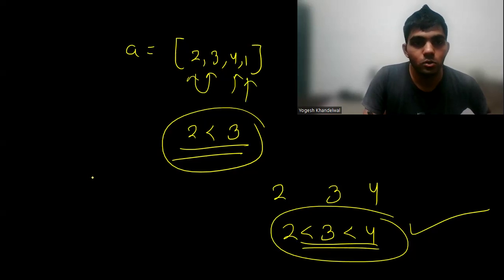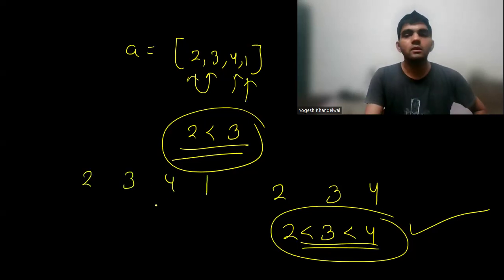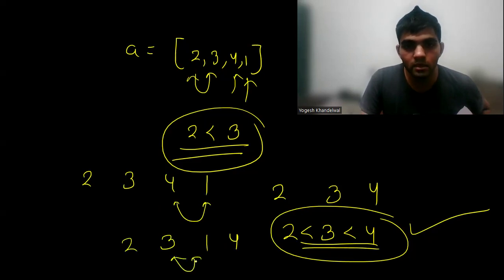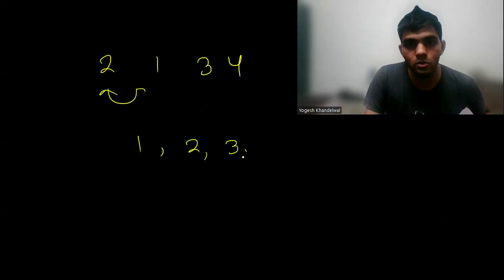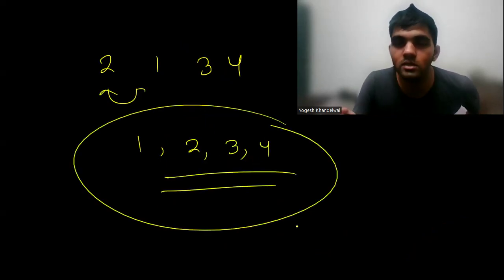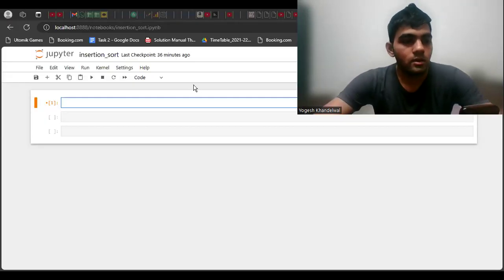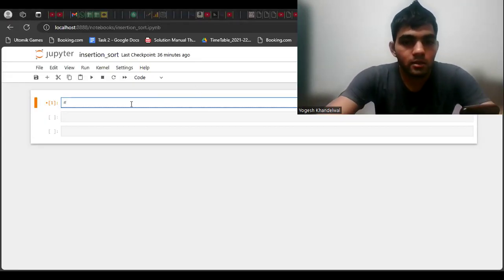Now we add 1. So now we will have 2, 3, 4, 1. Now we start comparing. If we compare 1 and 4, this will become like this. Then we compare 1 and 3, so this will become like this. Then we compare this and this will become like this. So in this way, by insertion sort, you can sort this array. So let's implement it in Python and let's see what the result is. So let's start. We are creating code for the insertion sort algorithm.